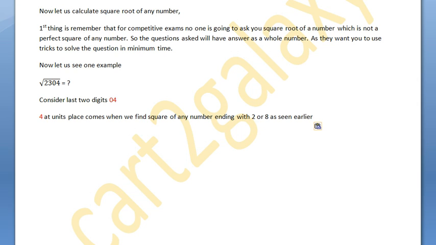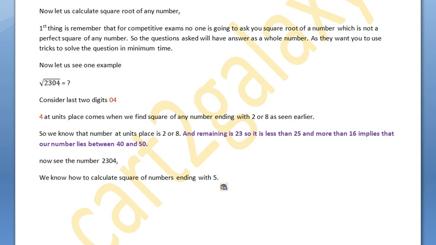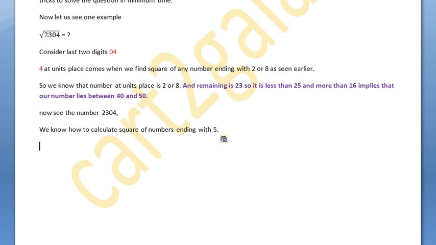Square root of 2304. Now consider the last two digits, that is 0 and 4. 4 at the units place comes when we find the square of any number ending with 2 or 8. As we have seen earlier, any number having 2 or 8 at its units place will have 4 at its units place when we calculate the square of that number. So we know that the number at the units place is 2 or 8.